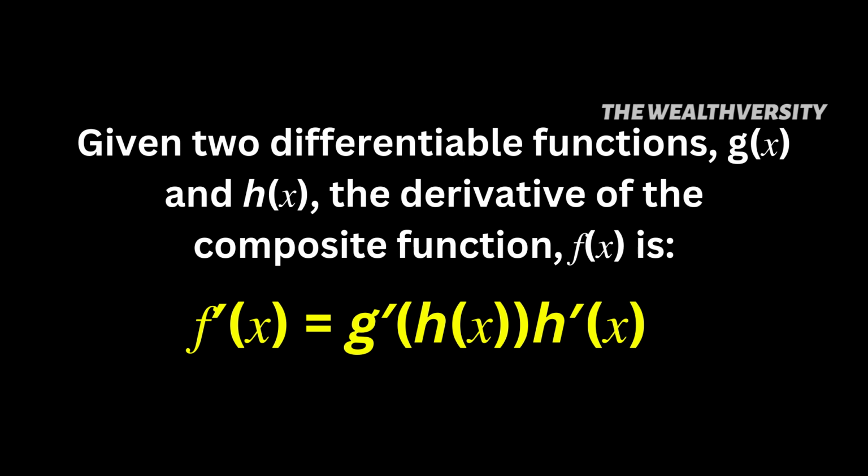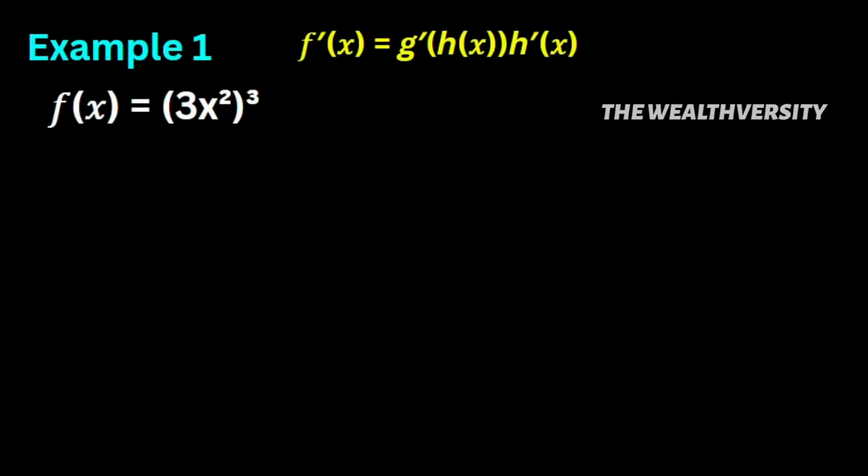A composite function is a function that is made up of other functions, for example, g of h of x, where h of x is the inner function and g of x is the outer function. Let's look at example 1, where we are asked to differentiate this function.